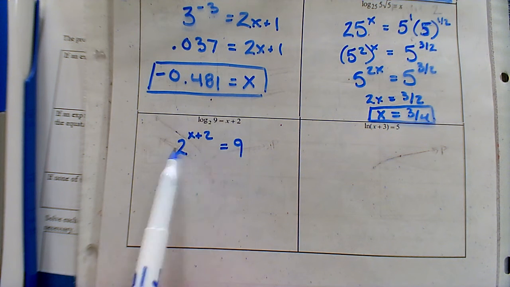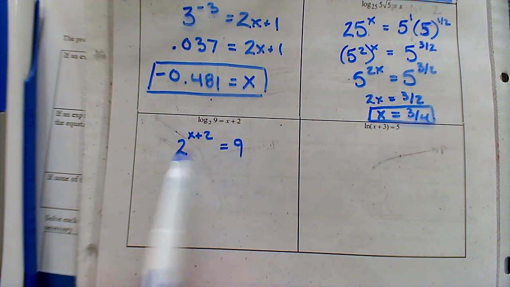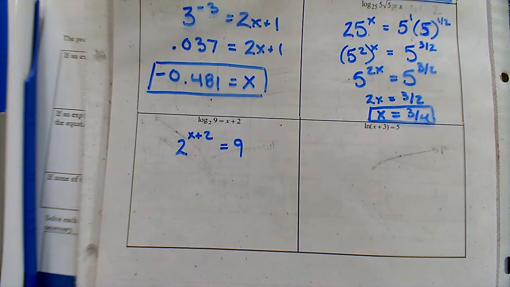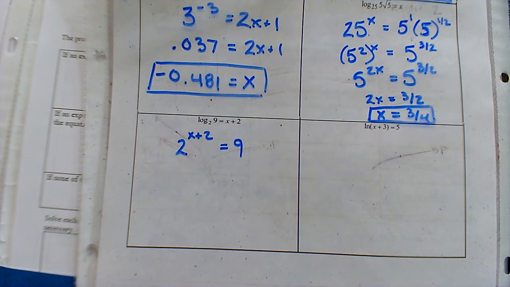Can we get a common base for 2 and 9, like we were able to do with the 5s in the other one? Not quite, right? Because you can only rewrite 9 as a base of 3. So if you cannot get a common base, what's our only other option? What do you want to do, Rebecca?